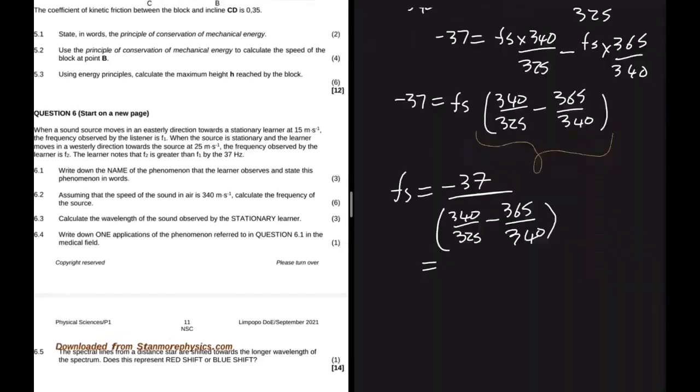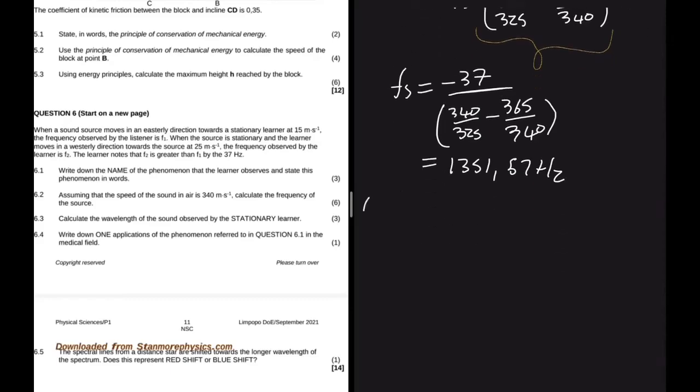And when I punch that in my calculator, I'm getting 1351.57 hertz. So if you look at this problem that we just did, the physics is really straightforward, right? We have a scenario where the sound source is the one moving, and the scenario where the listener is now moving. As soon as you set up your equations, you're just left with solving the math. So let's do 6.3.